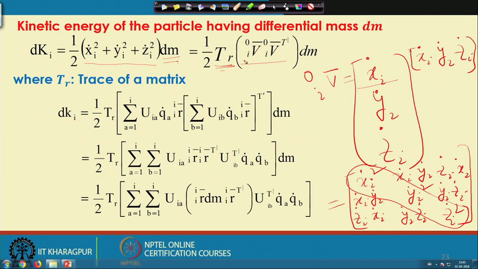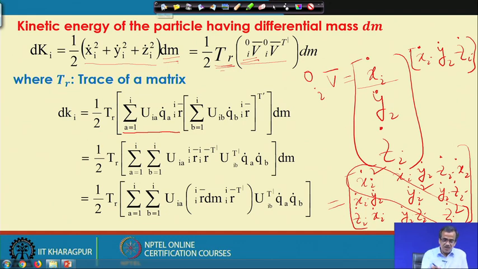Now, we have already derived that v_i with respect to 0 is nothing but summation a equals 1 to i of u_ia q_a dot r_i with respect to i. This I have already seen. And then this v_i with respect to 0 transpose is summation b equals 1 to i of u_ib q_b dot r_i with respect to i, trace of that, dm.